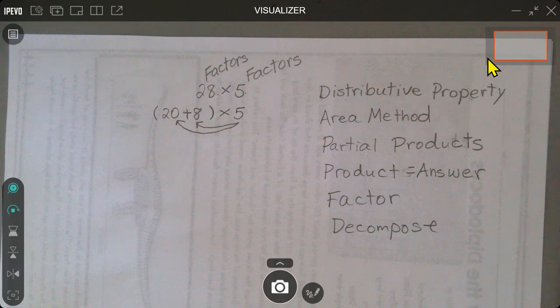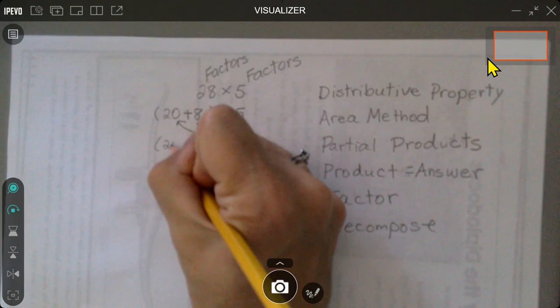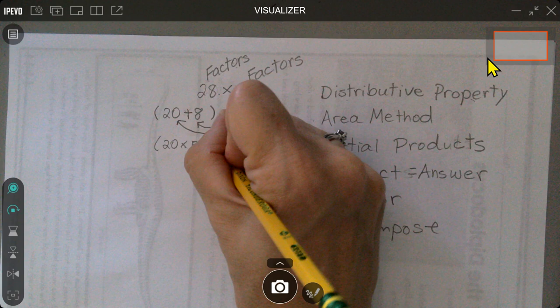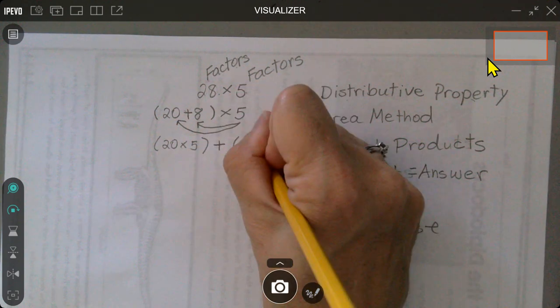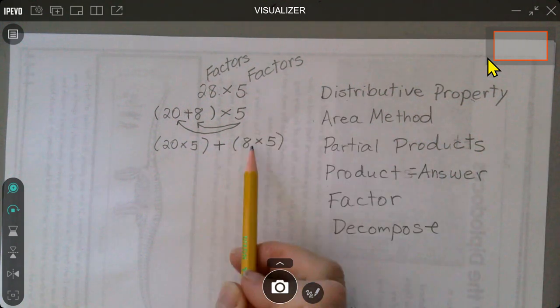Now we write out that multiplication problem. 20 times 5, and each time we're adding our partial products, plus 8 times 5. Once you have this, you're solving your two different multiplication problems here.